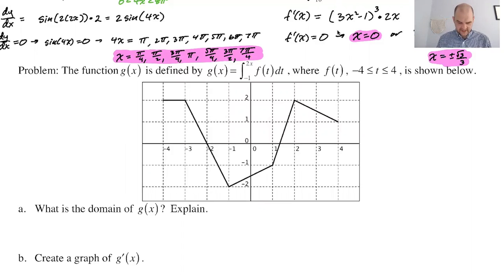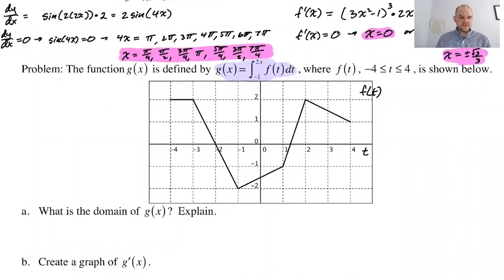The function g of x is defined by g of x equals the integral from -1 to 2x of f of t dt, where f of t is between -4 and 4 and is shown below. So this graph that we are looking at is the graph of f of t, which means this is the t-axis. All right, so that's all stuff that we need to know.